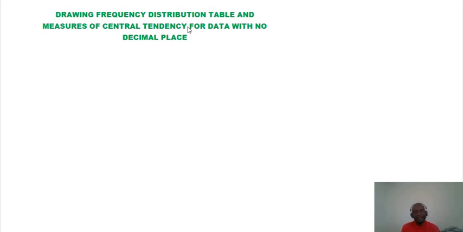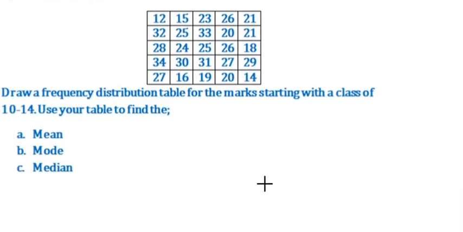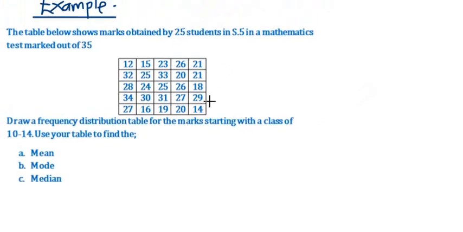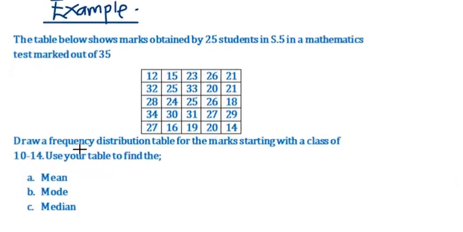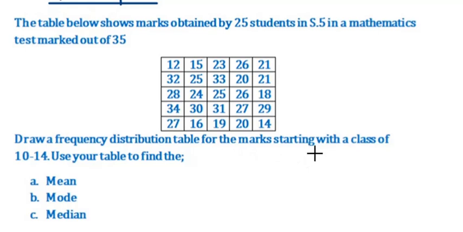For now, let's get started with an example. The table below shows marks obtained by 25 students in Senior 5 in a mathematics test marked out of 35. These are the results. Then they need us to draw the frequency distribution table for the marks, starting with a class of 10 to 14. This is a class, but they are not class boundaries. Then they need us to use the table above to find the three measures of central tendency.